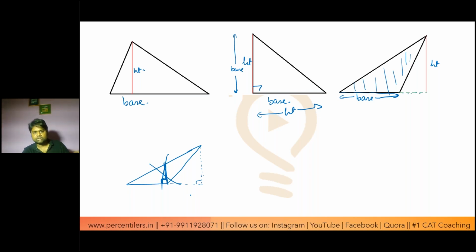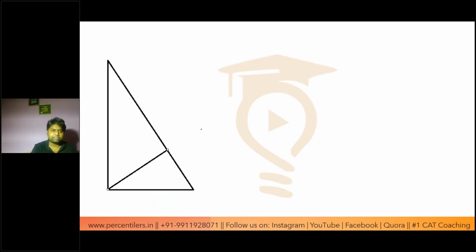Okay. Two small questions on this. First is this. Let me tell you. So A, B, C, right triangle, and this is also perpendicular. So if this is 12, this is 5. Find the value of x.